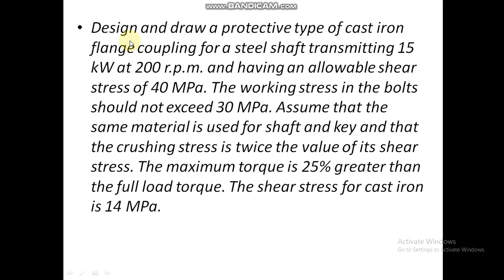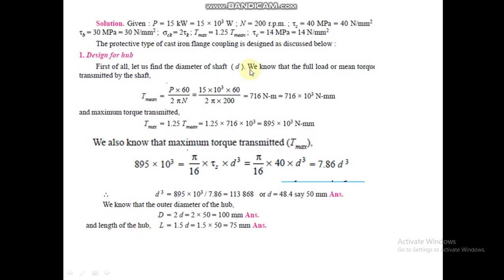After that, assume that the same material is used for shaft and key, and that the crushing stress is twice the value of shear stress. This line indicates that you will use a square key. The maximum torque is 25% greater than the mean torque, so 25% greater will be your maximum torque. The shear stress for the cast iron is 14 megapascal. So tau c, that is cast iron, which is hub and flange, the cast iron shear stress is 14 megapascal.